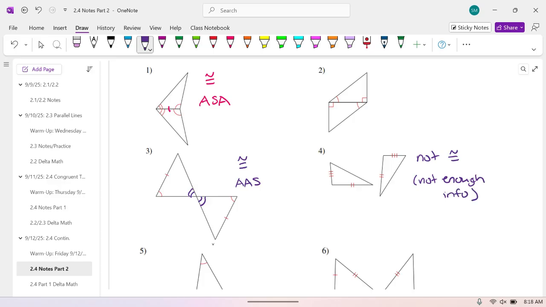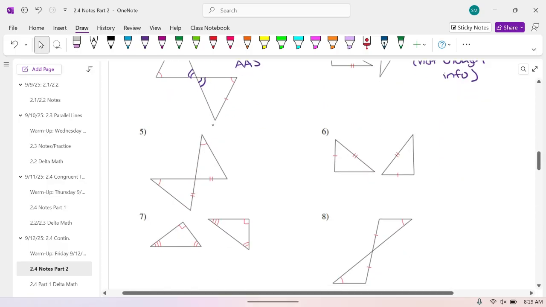And like I said yesterday, you will come across cases like that. Remember, innocent until proven guilty. Not congruent until proven congruent. All right? That's how you should always approach these. Assume that they're not congruent until you have enough information to say they are.